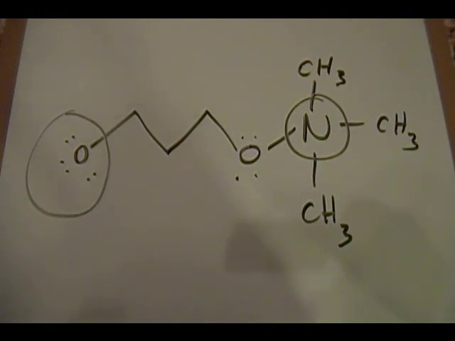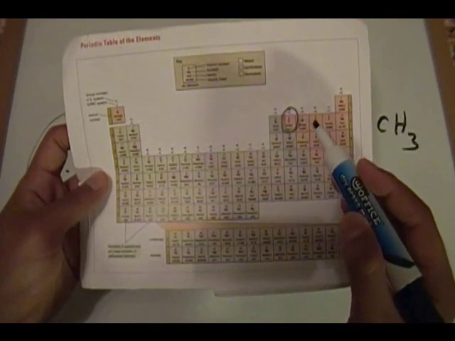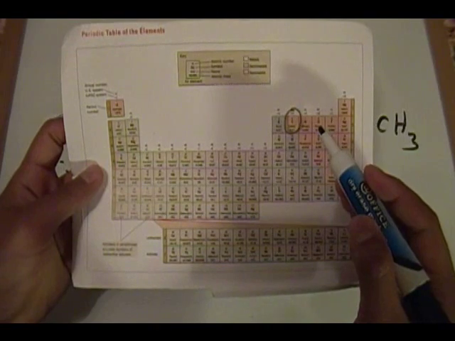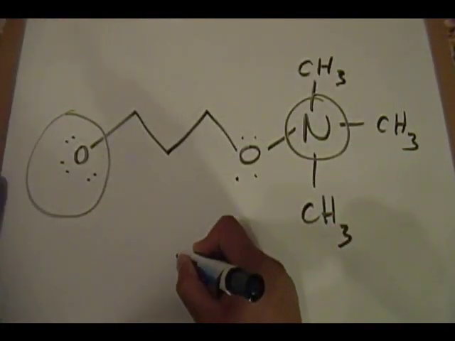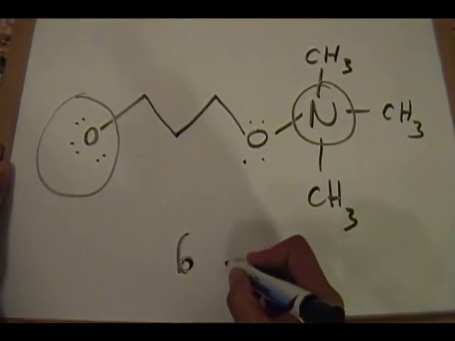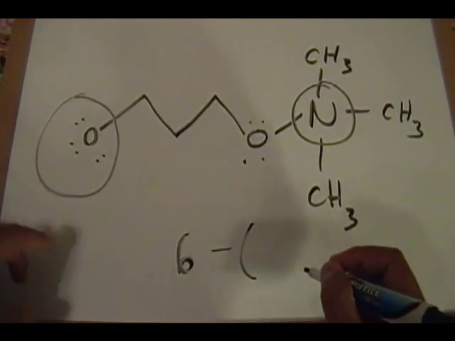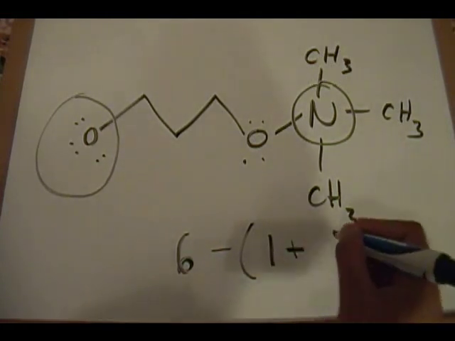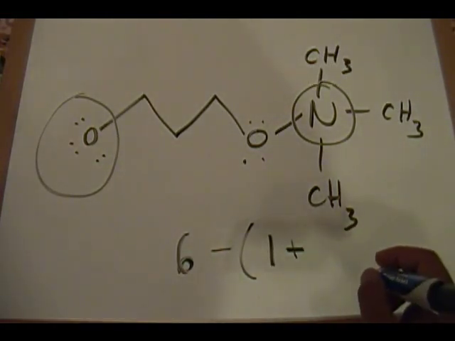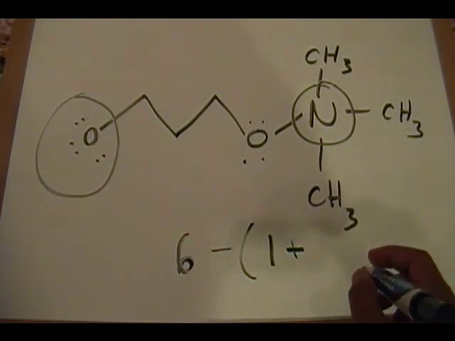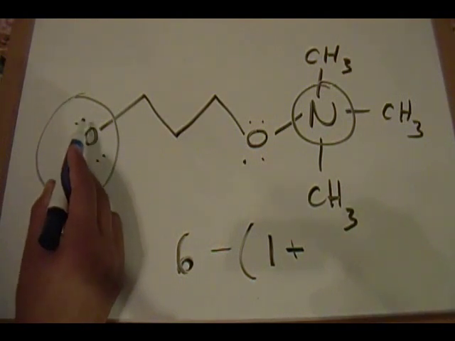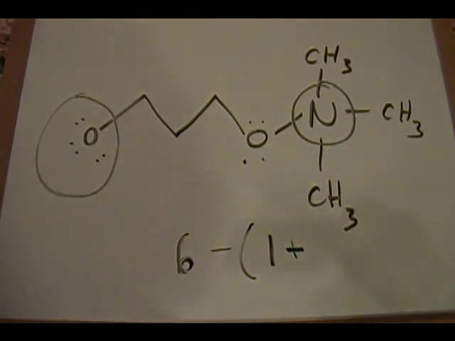Again, oxygen is right there. It's in the 6th column. So it has a valence number of 6, so we write that down here. 6 minus the sum of the bonds attached to it, so it's 1, plus the sum of the lone pair electrons around the oxygen atom. So there is 1, 2, 3, 4, 5, 6. There's 6 lone pair electrons.